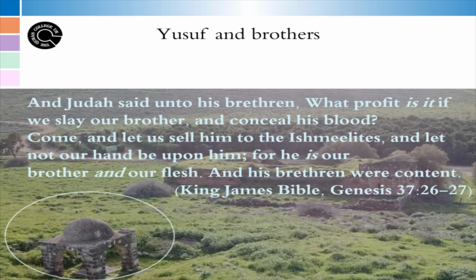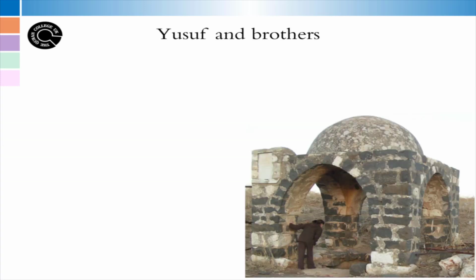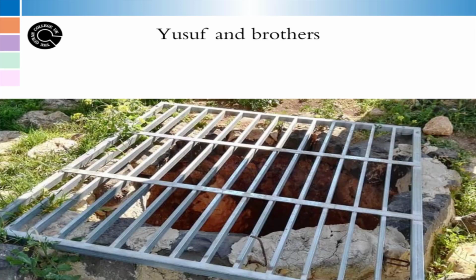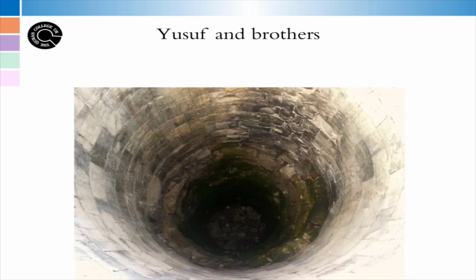The monument on the well shown in the circle was built later. The close-up of the monument can be seen with the date inscribed. It is also written on the inscription, Jubb Yusuf. The Quran uses Jubb Yusuf when talking about this well. Nowadays, the well is securely covered, and when you see it from above, you can see the depth of the well. This is the actual well where he was thrown.